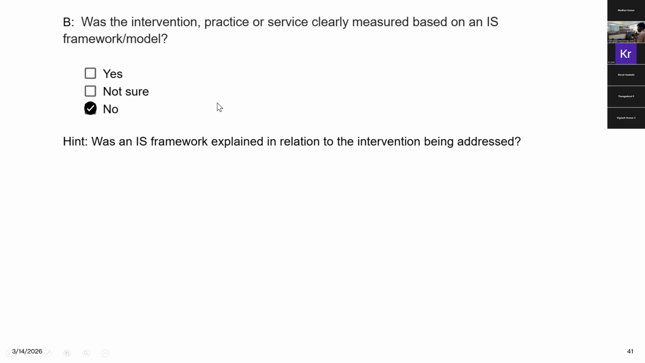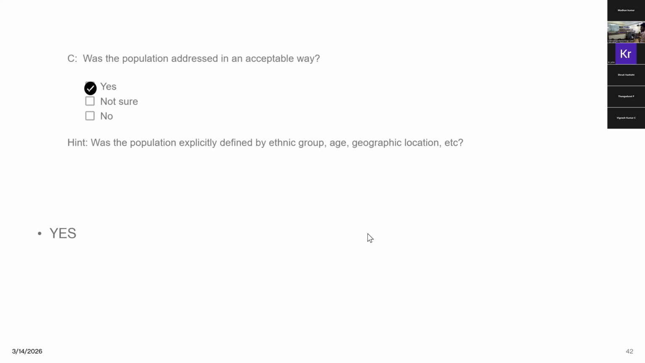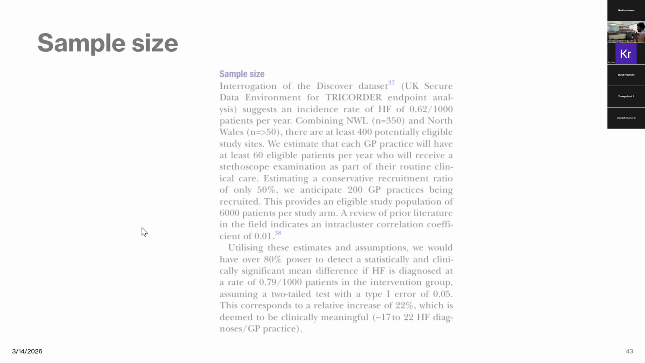So the second question is, was the intervention, practice or service clearly measured based on an IS framework or model? In the preceding slides, we had seen some frameworks or models like the CFIR framework and the RE-AIM framework, but the study per se did not use a clear-cut IS framework based on which they have done the study. So hence I have given a no to this question. So was the population addressed in an acceptable way? For this, I have given a yes.